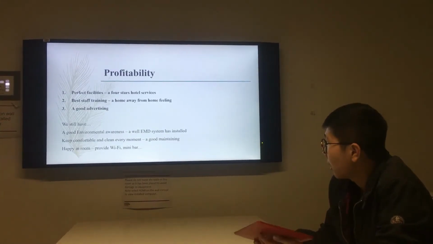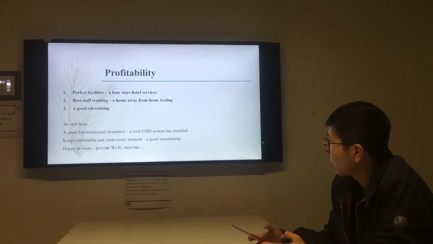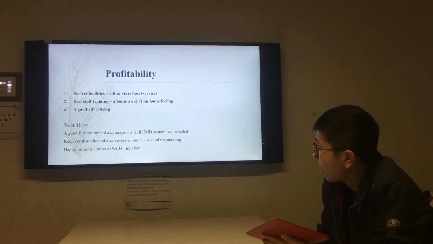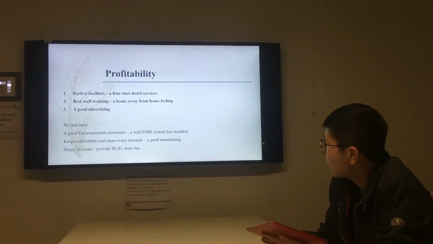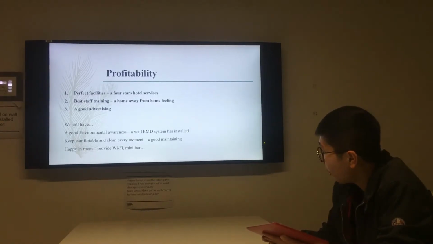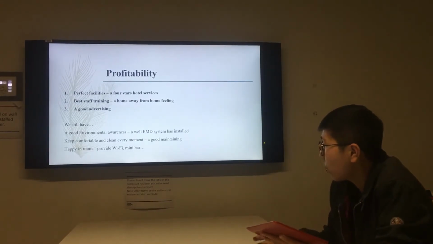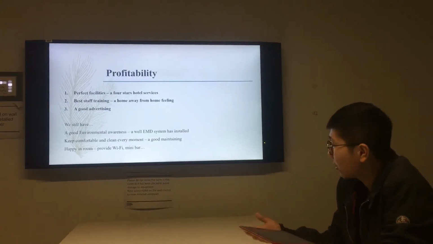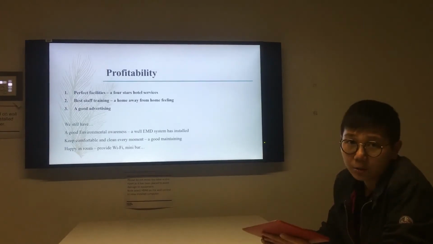And the third one, we provide good advertising, and we also have a good EMS system, and we keep the hotel comfortable and clean every moment. We will provide a happy atmosphere in the room, and provide the minibar, the Wi-Fi, and other things.